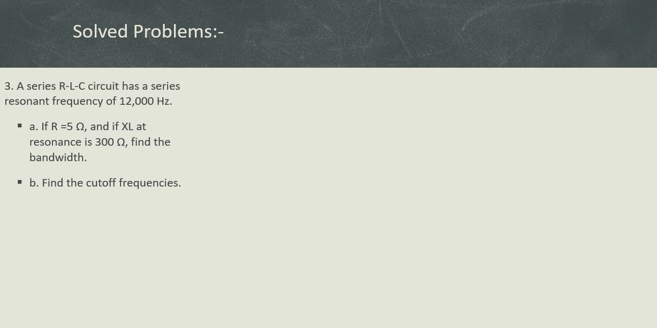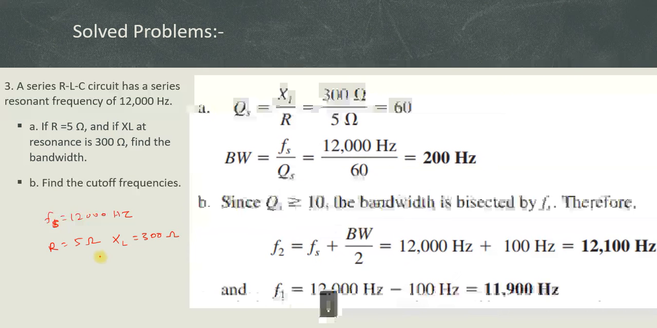So here a series RLC circuit has a series resonant frequency, that means Fs is equal to 12,000 Hz, and R equal to 5 ohm and XL at resonance is equal to 300 ohm. What is the value of bandwidth? Find the cutoff frequencies. So we know the formula for the cutoff frequencies and quality factor. We know that quality factor Qs is equal to XL divided by R. Therefore Qs equal to 300 divided by 5, which is equal to 60.